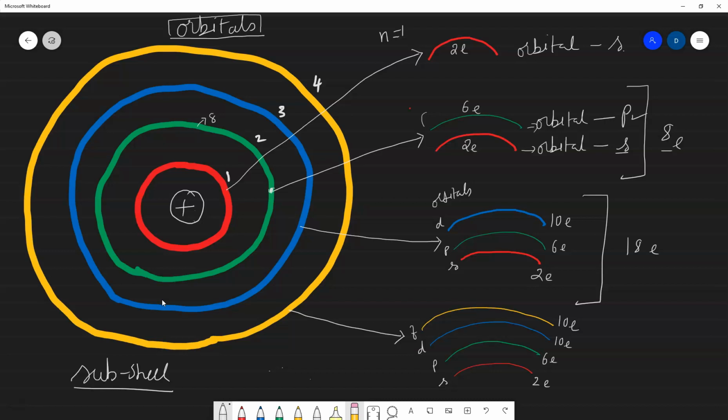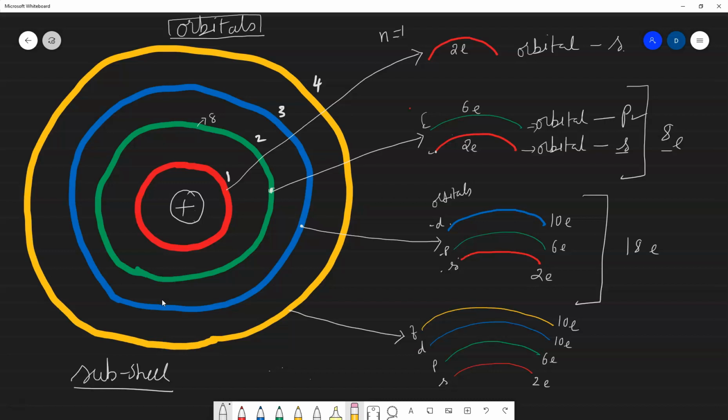The first orbital, the one I marked in red, is called the s orbital, and a maximum of 2 electrons can go in it. The second orbital is called the p orbital, and the maximum is 6 electrons. Likewise, the third shell has 3 orbitals. The names of these orbitals are s, p and d. You already know s and p from shell number 2. It's exactly the same structure.